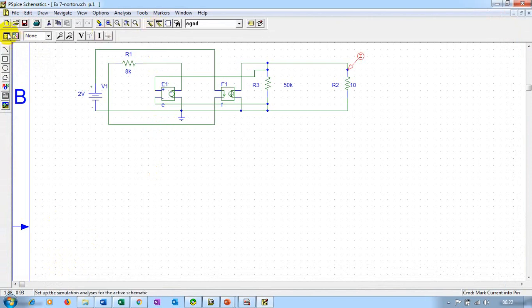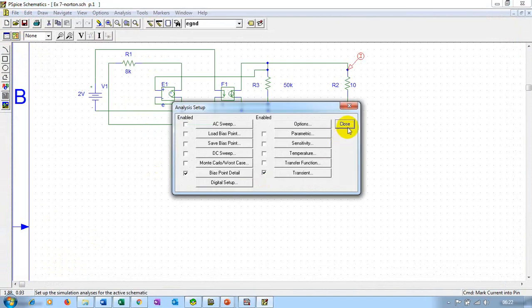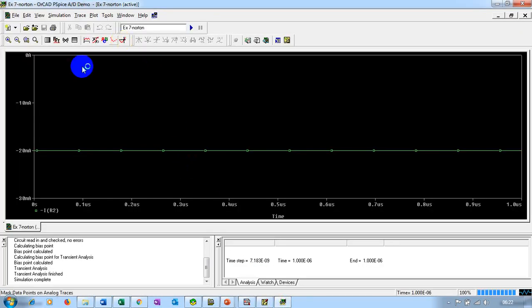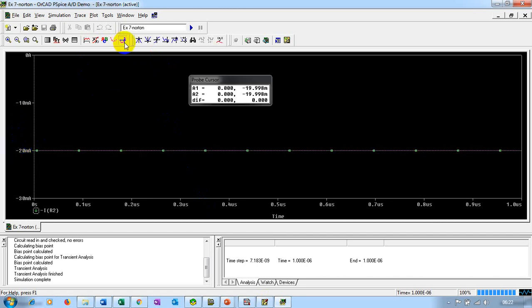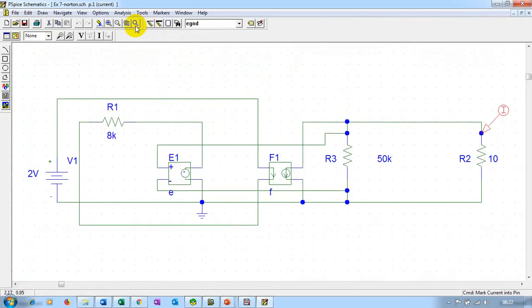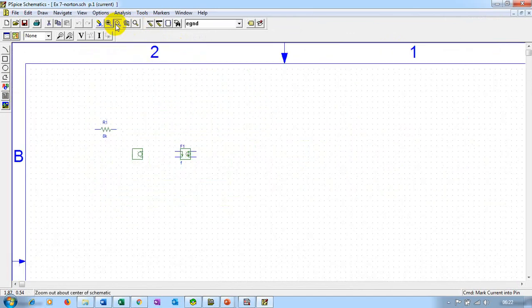Now, as it is a DC circuit, I just enable transients, save the file, and then let us simulate to check our answers. Yes, you can see that without toggle cursor, it's landing on the exact value, minus 20 milliamperes, right? Or you can see it's approximately minus 19.998, the same thing that we got in our theoretical calculations. Now, as we need to verify, this is the best practice actually, right?